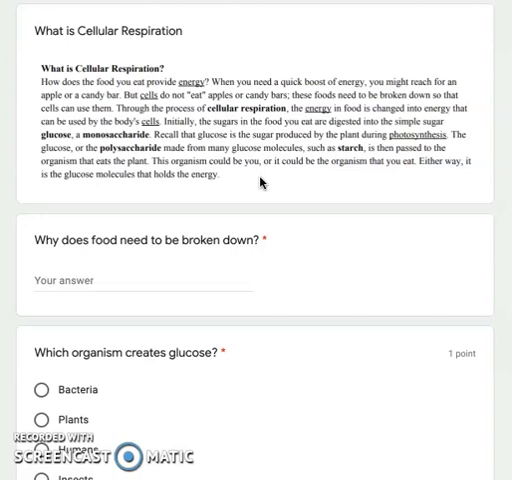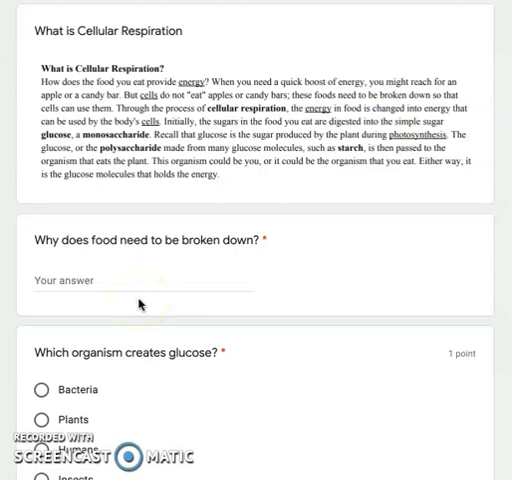Initially, the sugars in food you eat are digested into a simple sugar, glucose, or monosaccharide. Remember that glucose is a sugar produced by the plant during photosynthesis. The glucose, or the polysaccharide made from many glucose molecules, such as starch, is then passed to the organism that eats the plant. And this organism could be you, or it could be the organism that you eat. Either way, it is the glucose molecules that hold the energy.